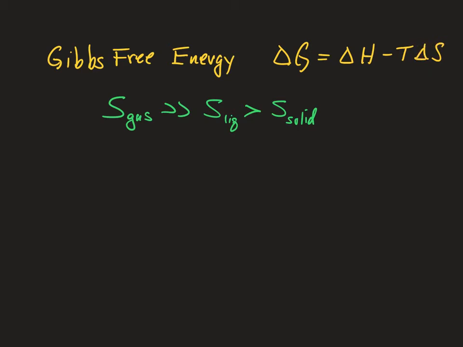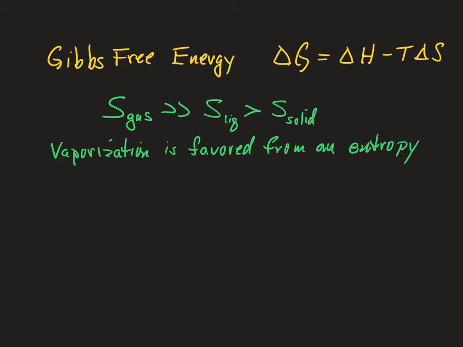That large positive number times this negative tends to make delta G negative, which means from an entropy perspective, vaporization is favored, right? Let me write that down. So vaporization is favored from an entropy perspective.